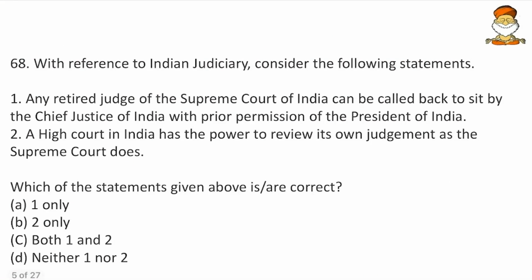Then, with reference to Indian judiciary, consider the following statements. One: any retired judge of Supreme Court of India can be called back to sit by the Chief Justice of India with prior permission of the President of India. Two: a High Court in India has the power to review its own judgment as the Supreme Court does. Friends, an easy question. Anyone who has basic knowledge of polity can hit it. So both 1 and 2.